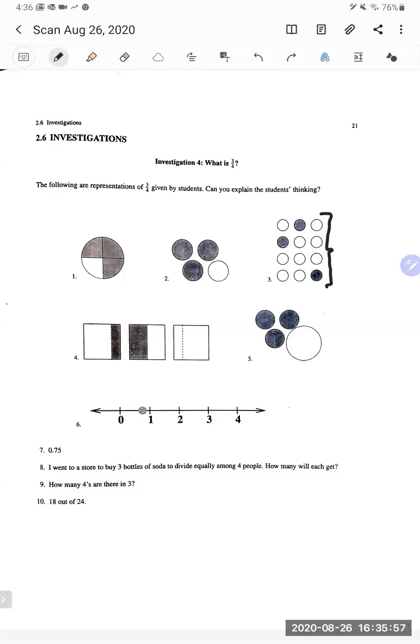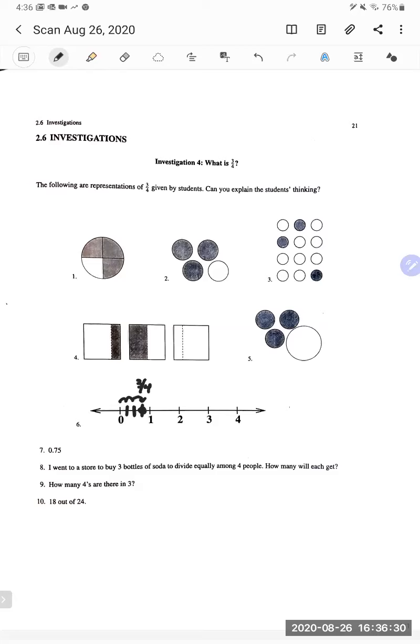Number 5, well, I went back too far. Number 5 we already talked about. Number 6, well, this is a number line, right? So we've talked about area models and set models. This is obviously a number line model. If you split the space between 0 and 1 into 4 equal parts, then sure enough, this dot lands right on 1/4, 2/4, 3/4.